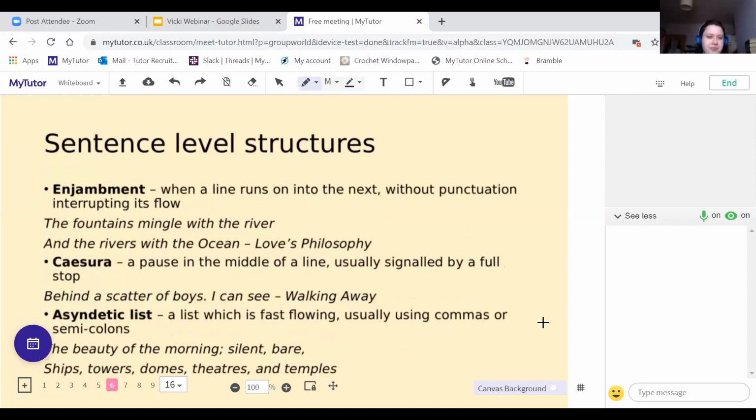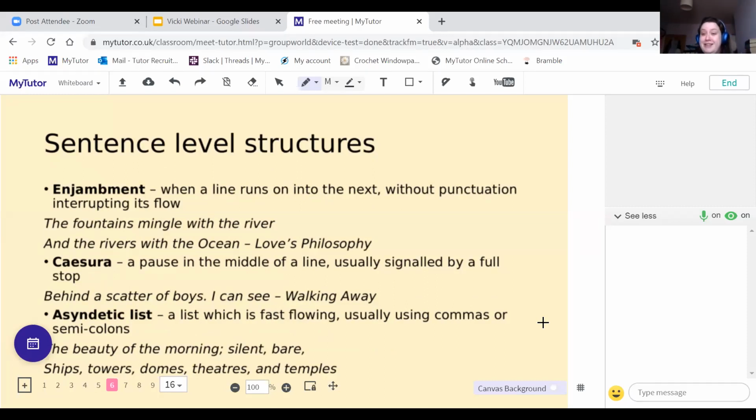Right, so sentence level structures then. I've picked out 3. So we've got enjambment, which you guys have mentioned. So enjambment is when a line runs into the next line without punctuation. So this is Love's Philosophy, which is in the Love and Relationships bundle. The fountains mingle with the river and the rivers with the ocean.